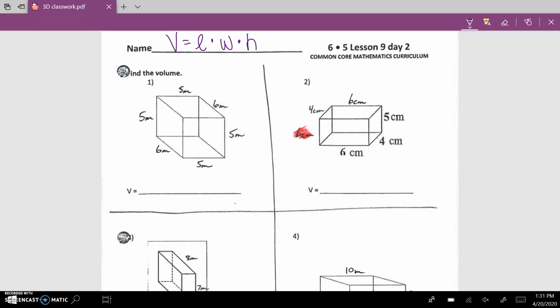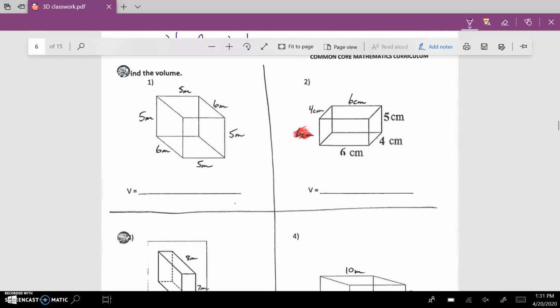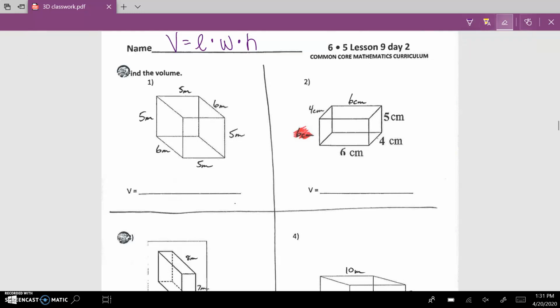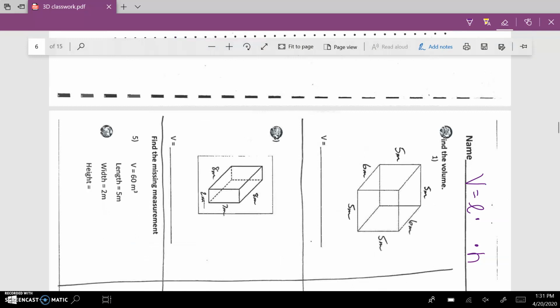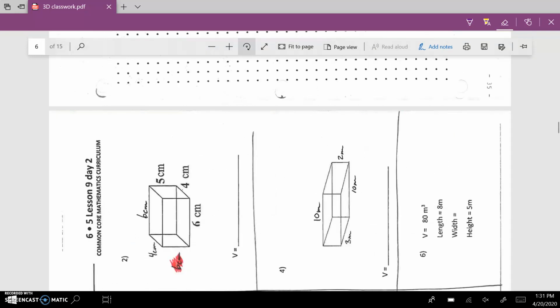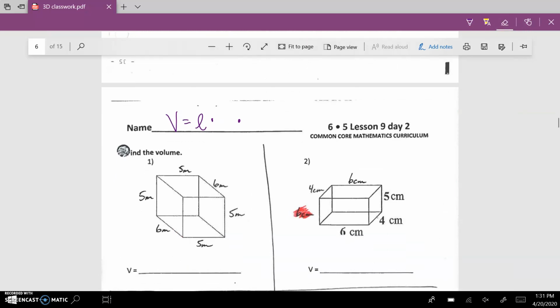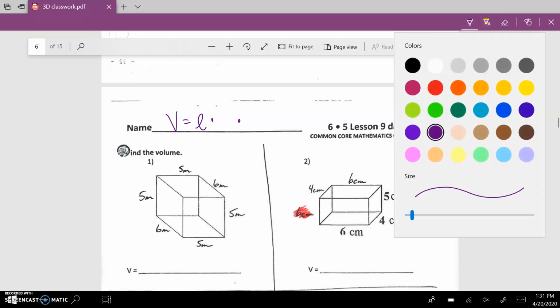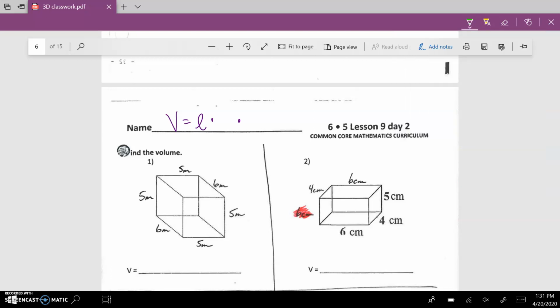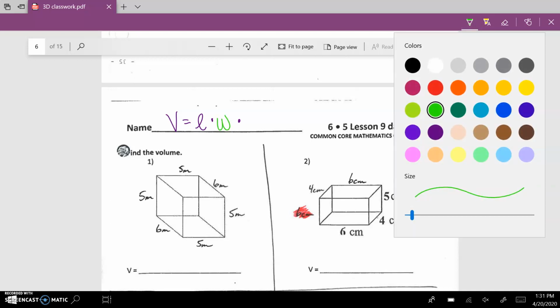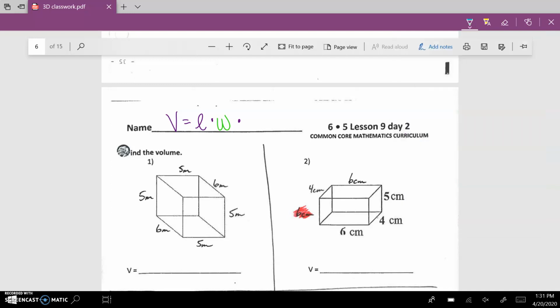What I want to do is a little bit of color coding to help you figure out what three numbers you should be multiplying, because sometimes that's the hardest part when we're talking about shapes in 3D. So I'm going to erase this W and this H, and we're going to give them different colors. My L will be purple, my W will be green, and my H will be blue.